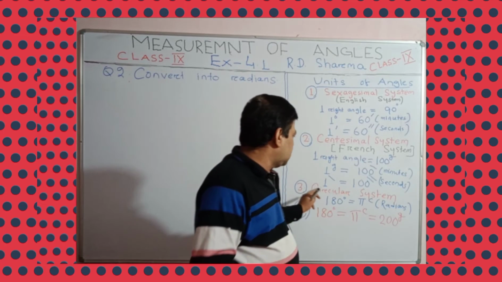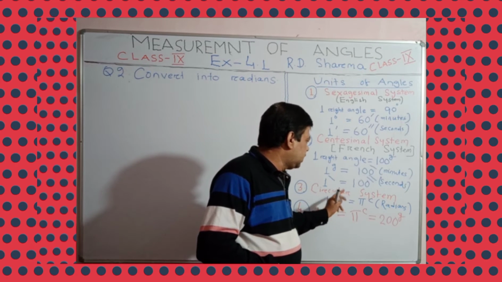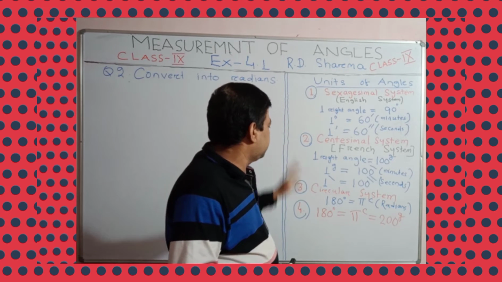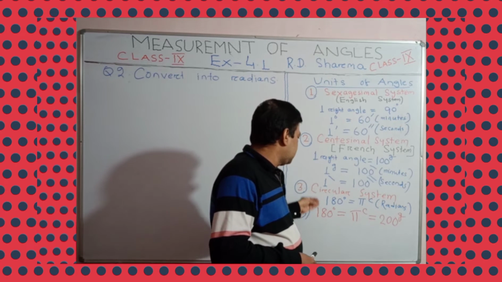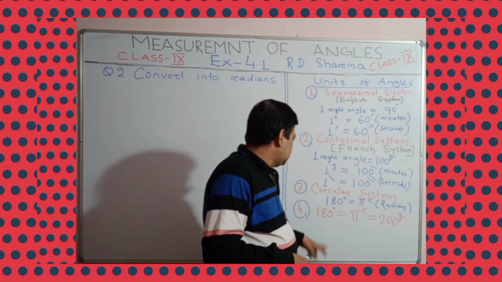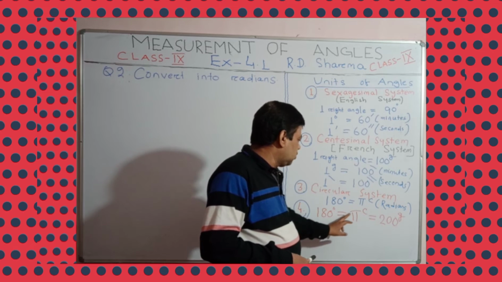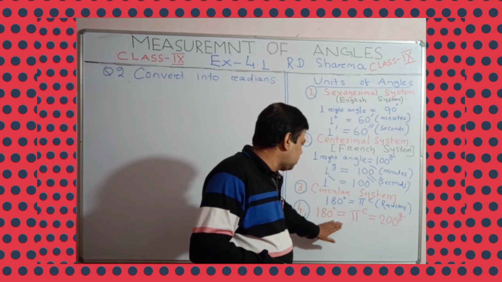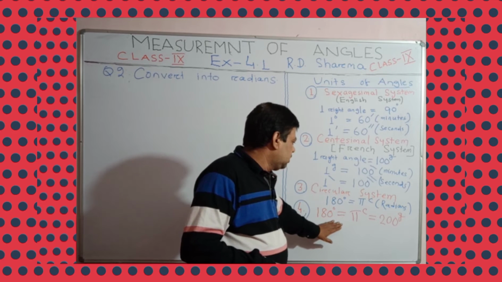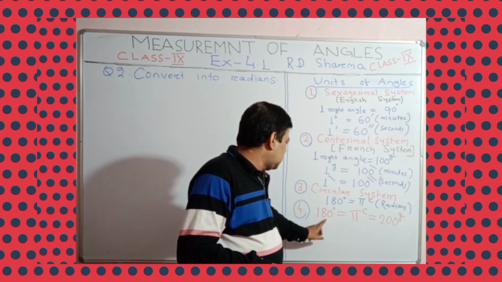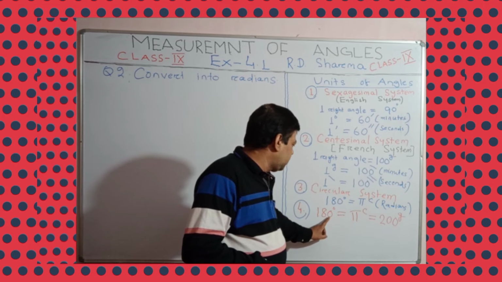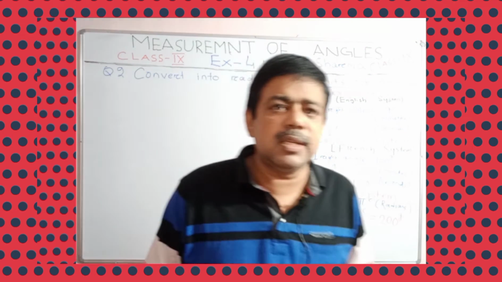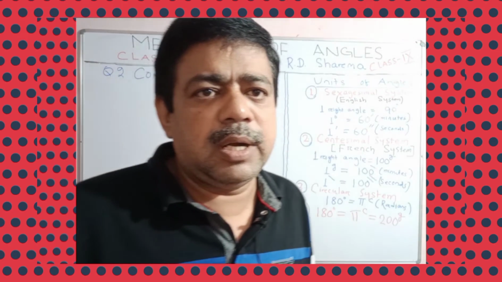Another system is known as the circular system. In this system, 180 degree is equal to pi radian. And there is a relationship between the three systems of measurement of angles, between degree, radian and grades: 180 degree is equal to pi radian is equal to 200 grades. You must remember this relationship while converting an angle from one system to another. In this system we are going to discuss exercise 4.1 of your Arihant Sharma book.